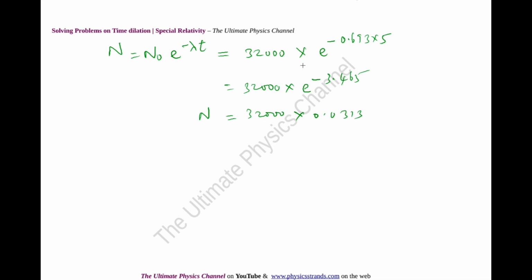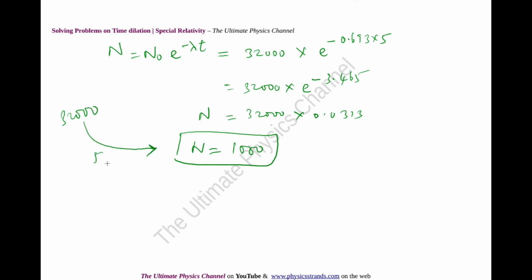So how many pions will be left therefore? Roughly 1,000 pions. The total number of pions that are left would reduce from 32,000 to about 1,000 over 5 half-lives. Right, so that is the conclusion for part C.